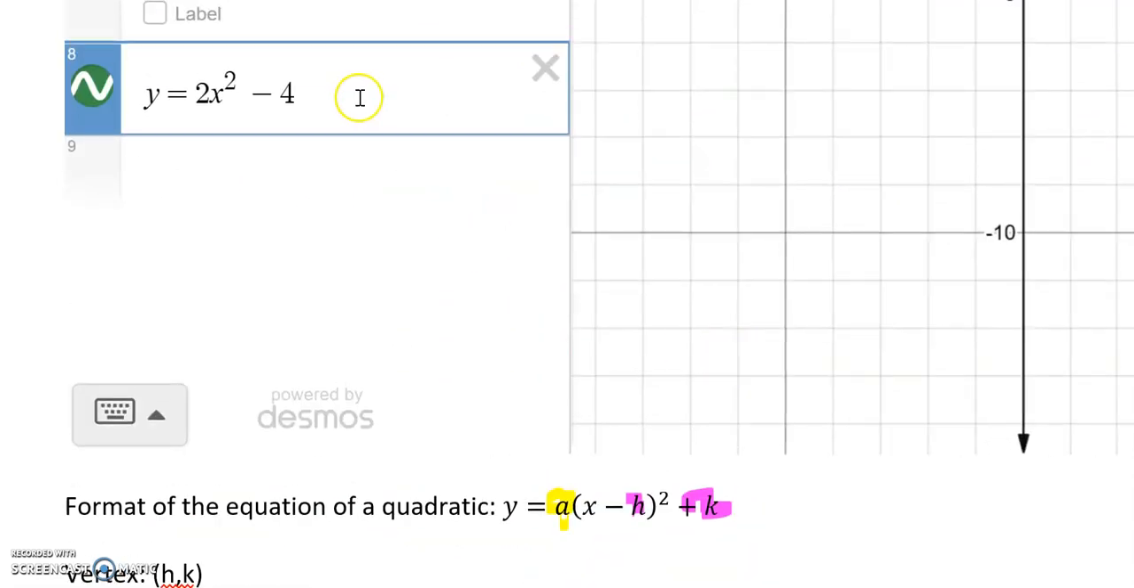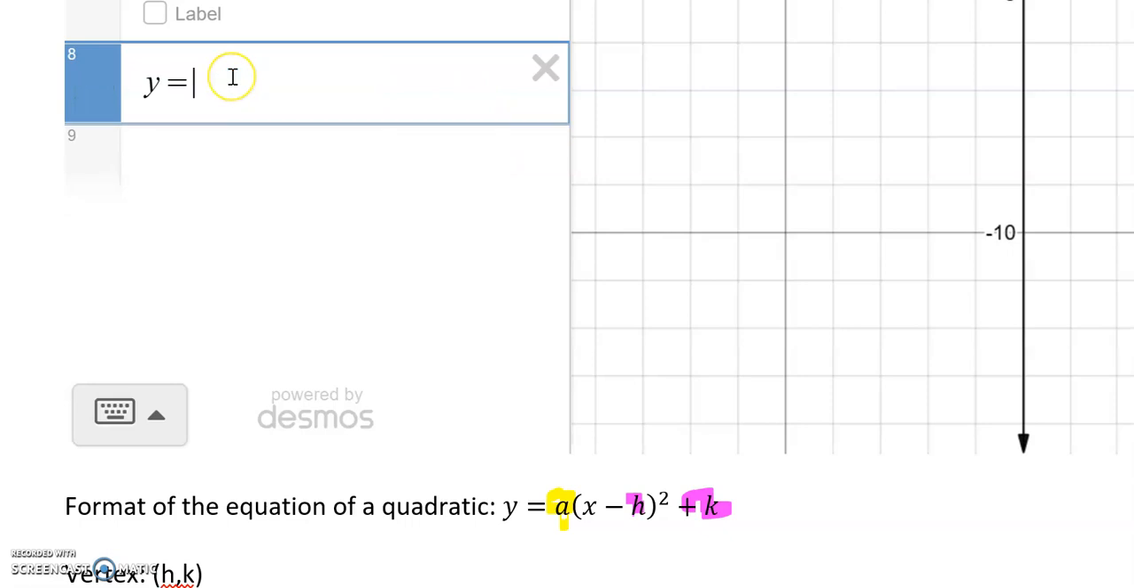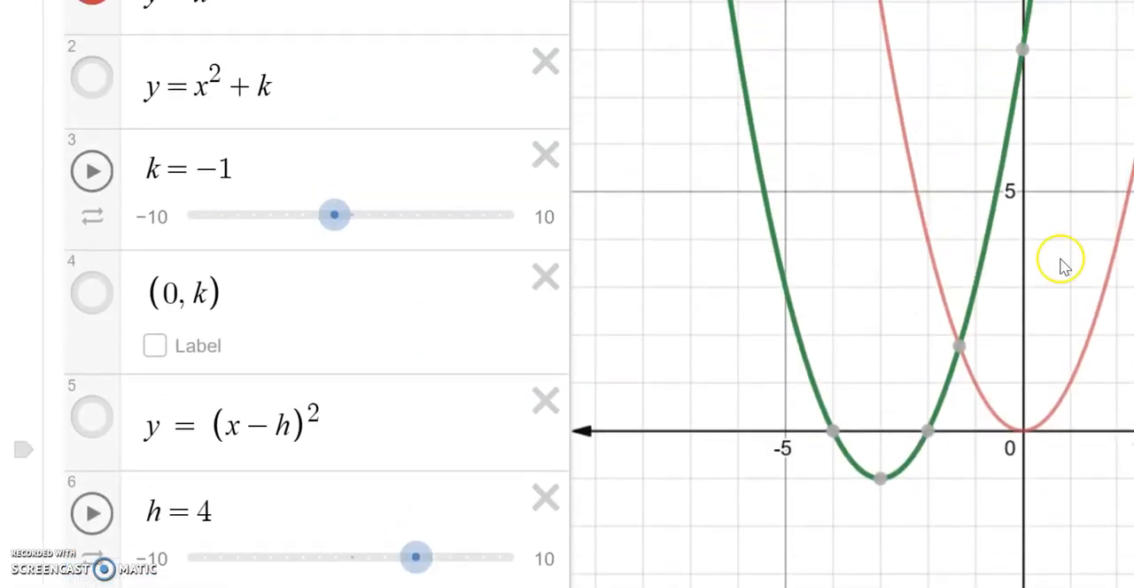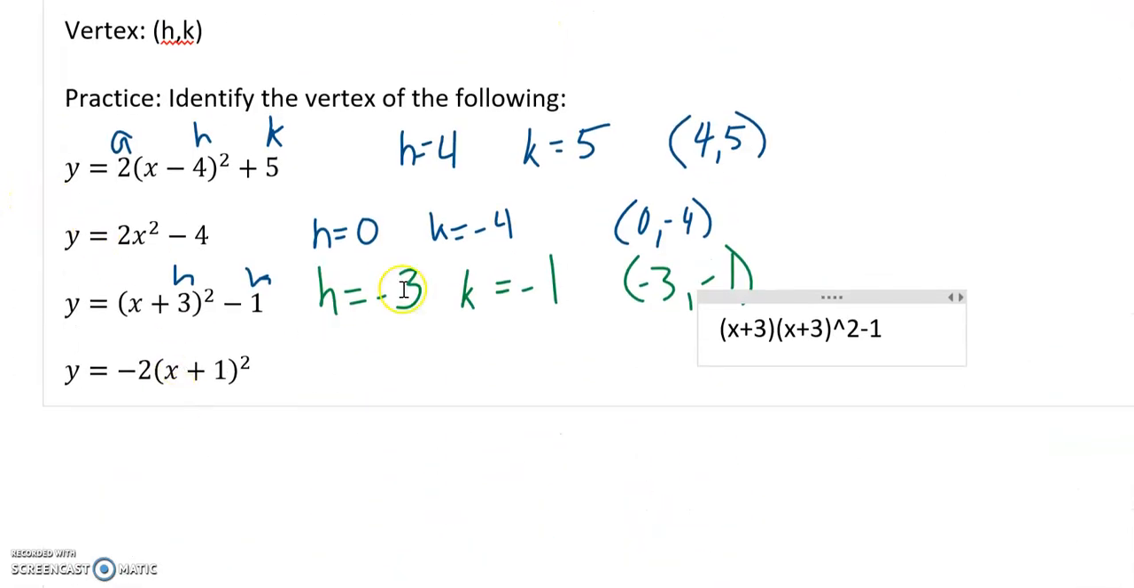And if we go back up, we could graph this as well. So x plus 3, delete all of that. We have x plus 3 squared minus 1. And if you look, there's our vertex at negative 3, negative 1. So a great tool you have is you can graph these functions and look at where your vertex is, because we've already practiced identifying the vertex. So that's another way to check.